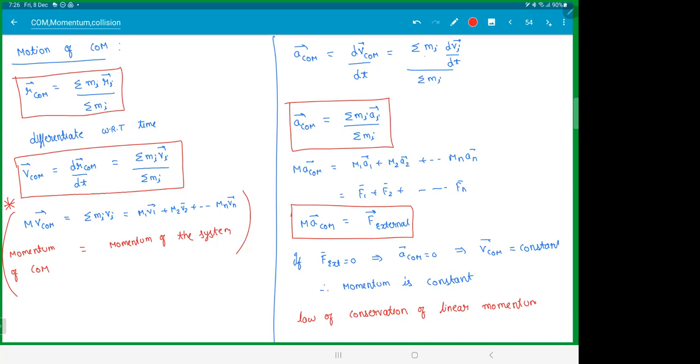Clear with this? Any doubts on this page?